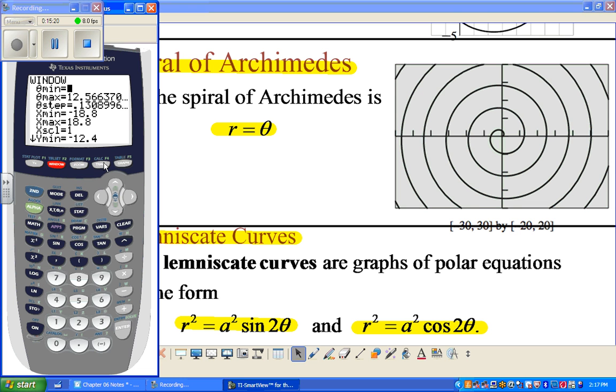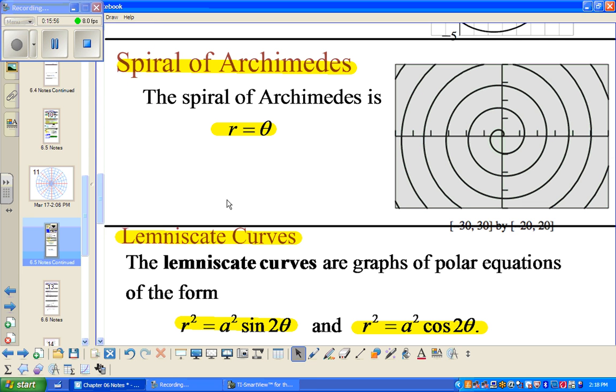Also consider what theta values you're using. What if I use negative ones instead? Maybe I want to go from negative 4 pi to 0. Well, what's different about that graph? Things to consider. And maybe those are things that you're going to need to know or look into when you're trying to match your graphs on your polar project.